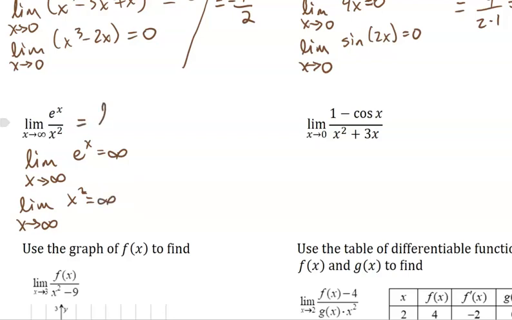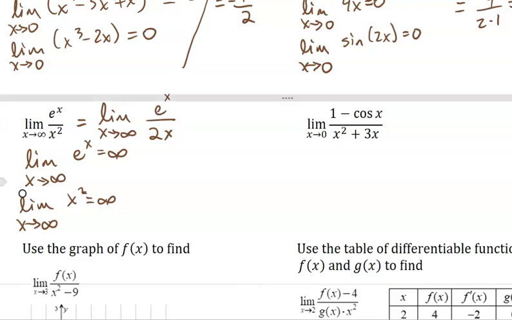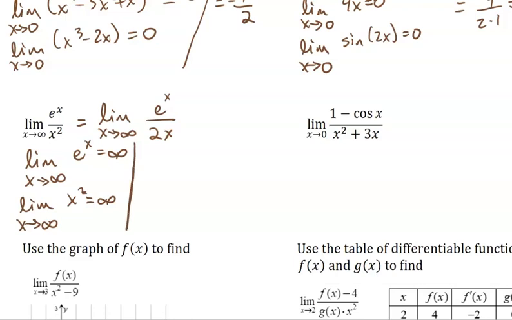Therefore, by L'Hopital, this is equal to the limit at infinity of the derivative, e to the x, over the derivative of x squared, 2x. Okay, now plug infinity in again. Once again, I have infinity over infinity. All right, so you guessed it, we're going to apply L'Hopital again.